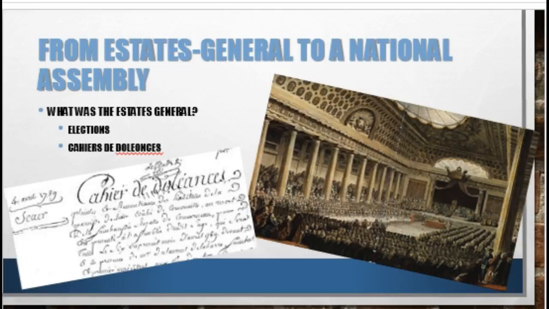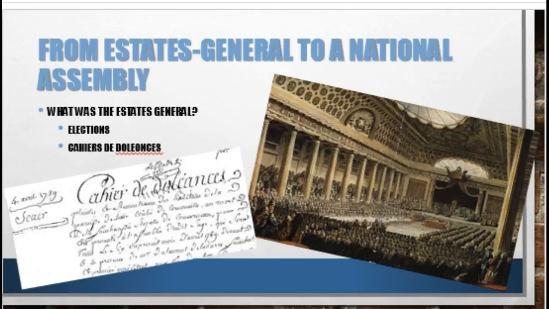The king declared that the Estates General should consist of 300 representatives of the clergy, 300 from the nobility, and 600, and this is important, 600 representatives from the Third Estate. The fact that the Third Estate had 600 was kind of a concession by Louis, an olive branch of sorts, recognizing, hey, you have the most people in the country, so we're going to give you the most delegates.